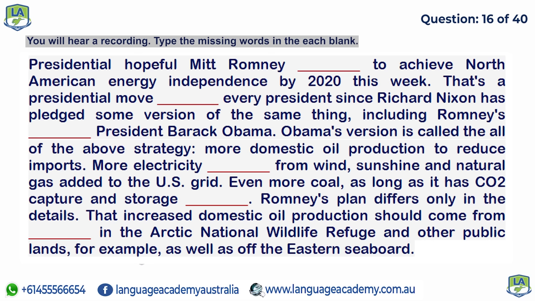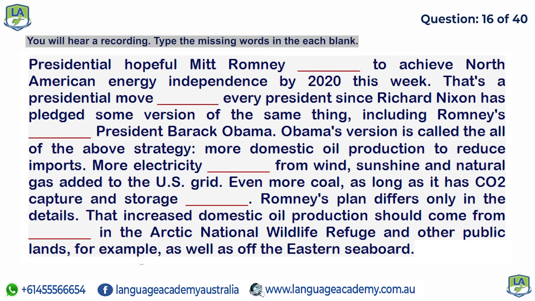Presidential hopeful Mitt Romney pledged to achieve North American energy independence by 2020 this week. That's a presidential move because every president since Richard Nixon has pledged some version of the same thing, including Romney's opponent President Barack Obama. Obama's version is called the All of the Above strategy.